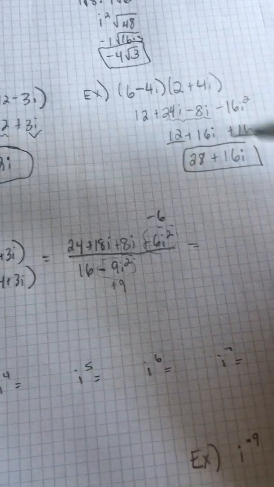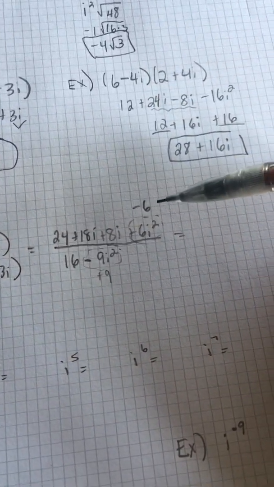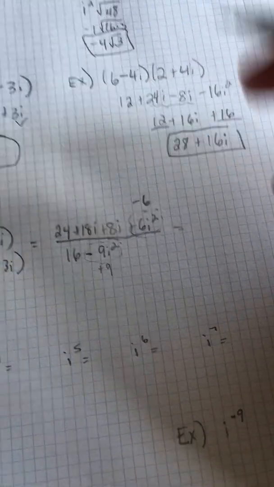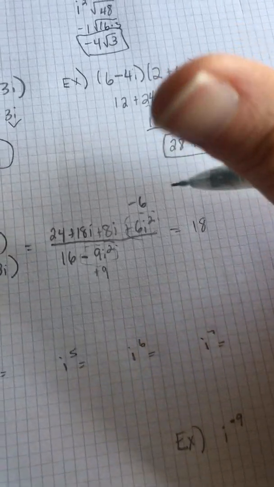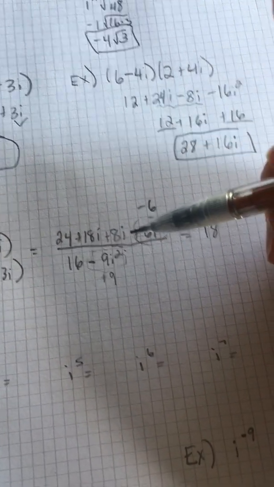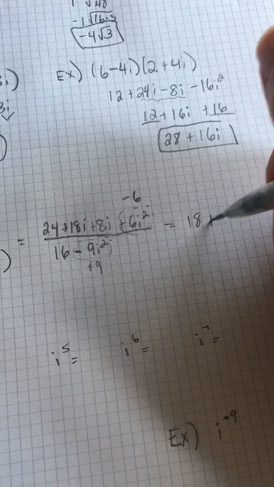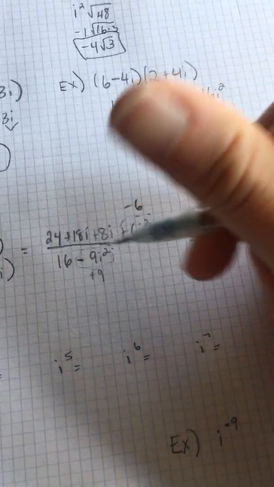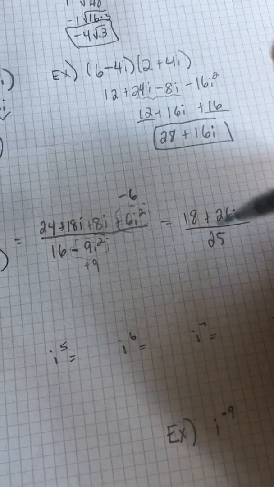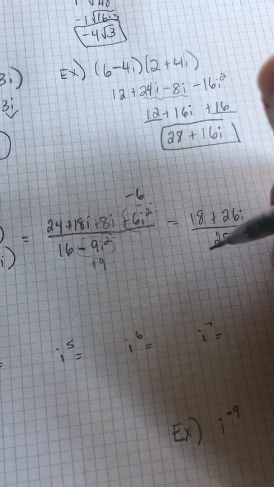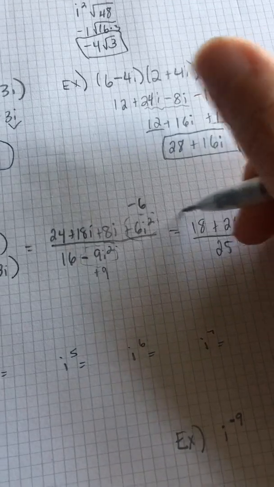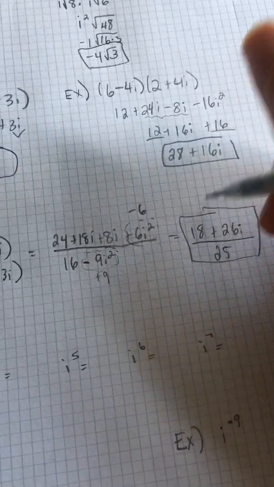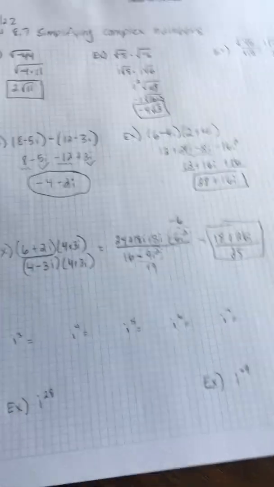So in my next step, I can say, well, 24 minus 6 is 18. And 18 plus 8 is 26. And keep the imaginary part there. And then 16 plus 9 is 25. Now, if all three of these numbers had something in common, we would simplify just like we learned in the previous sections before the quiz.